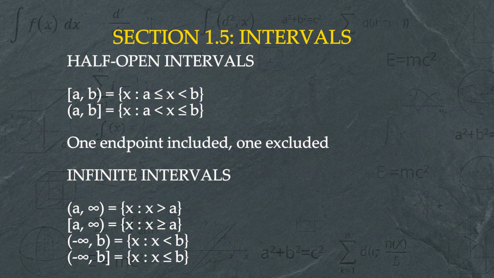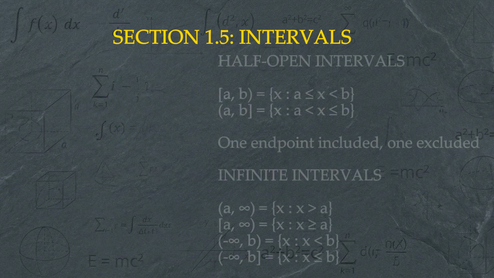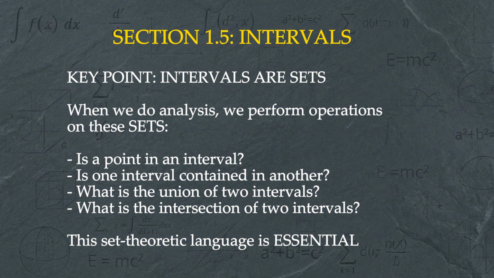We can also have half-open intervals, where one endpoint is included and one is excluded. And we have infinite intervals that extend forever in one direction. These use the infinity symbol, which is not a real number but represents unbounded growth in one direction. The crucial point is that intervals are sets. When we do analysis, we're performing operations on these sets. Is a point in an interval? Is one interval contained in another? What's the union or intersection of intervals? This set-theoretic language is essential to everything that follows.